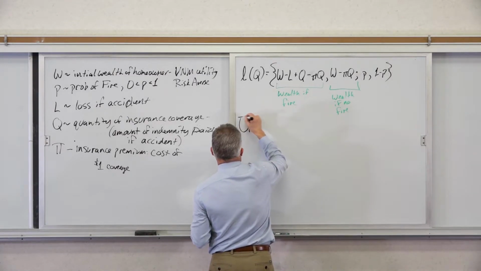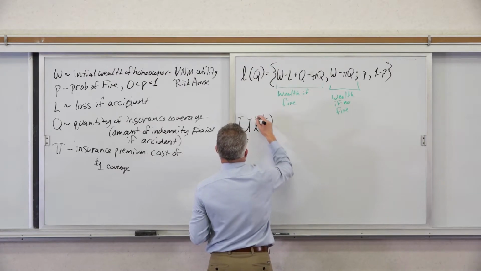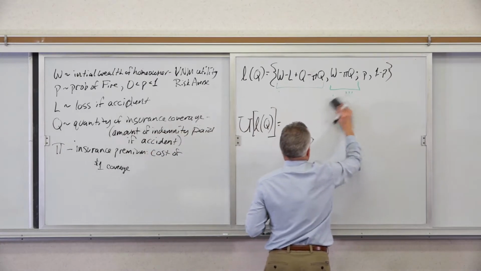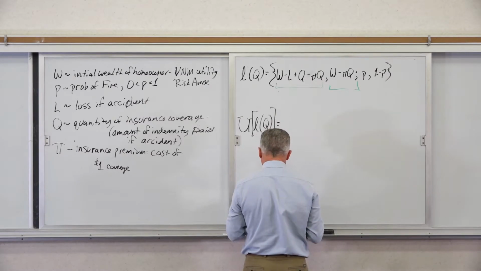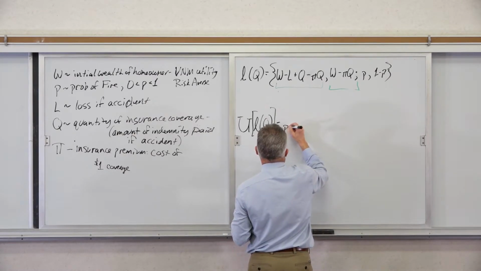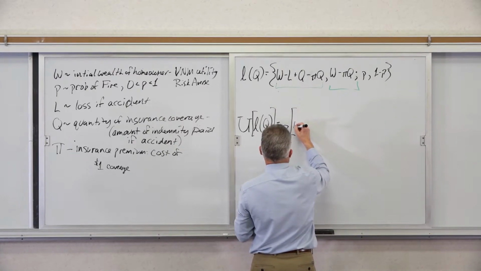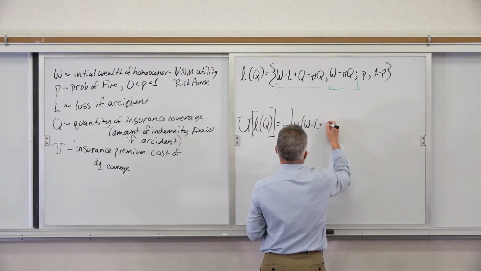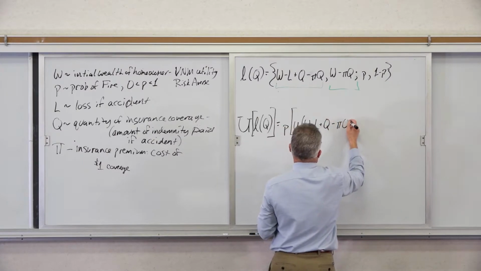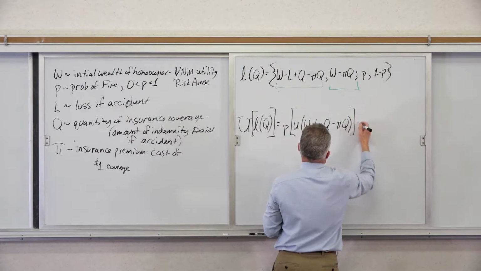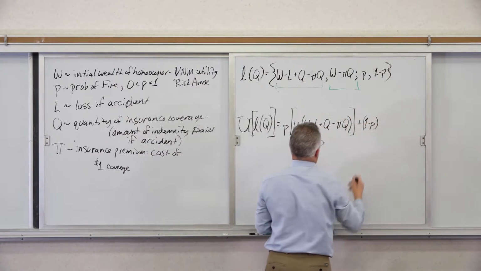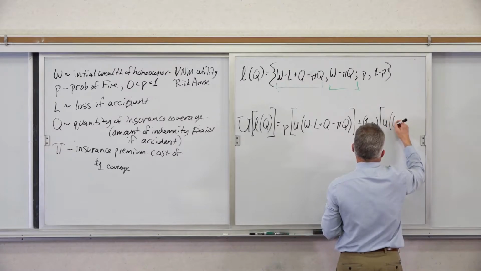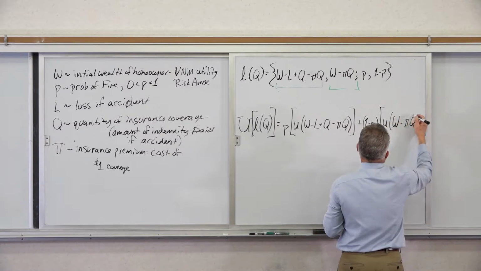And the expected utility of lottery Q is simply equal to P times the utility in case of a fire, which is U of W minus L plus Q minus pi Q, plus, since this is a von Neumann-Morgenstern utility maximizer, so it's additive, 1 minus P times U of W minus pi Q.